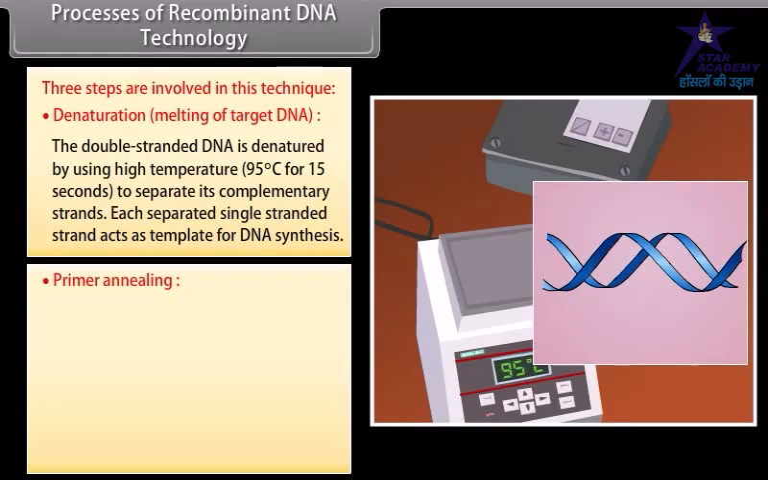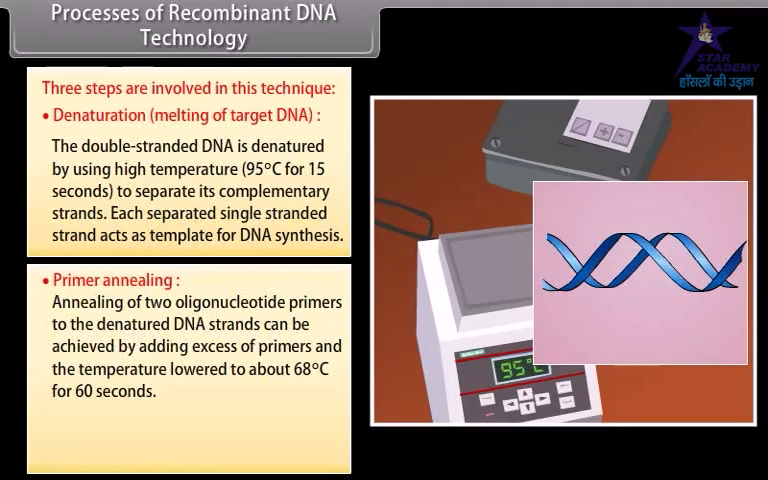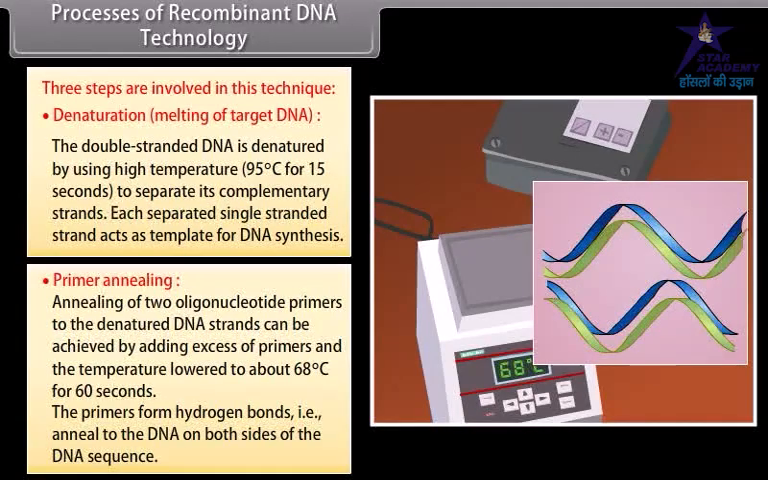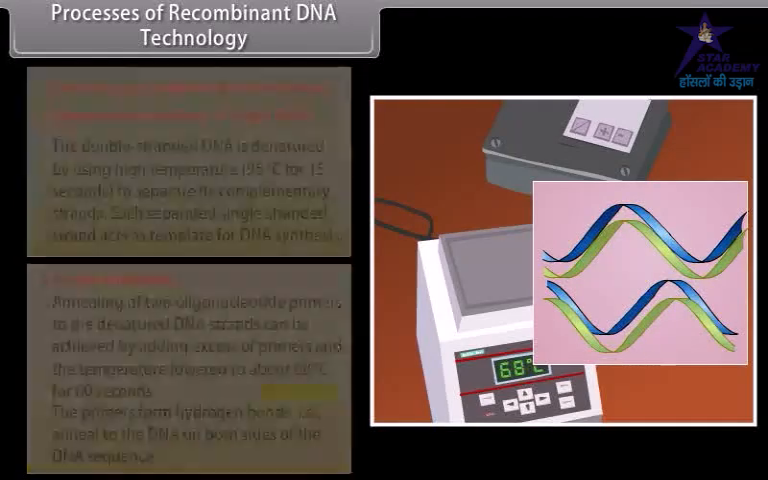Primer annealing. Annealing of two oligonucleotide primers to the denatured DNA strands can be achieved by adding excess of primers and lowering the temperature to about 68 degrees Celsius for 60 seconds. The primers form hydrogen bonds and are annealed to the DNA on both sides of the DNA sequence.